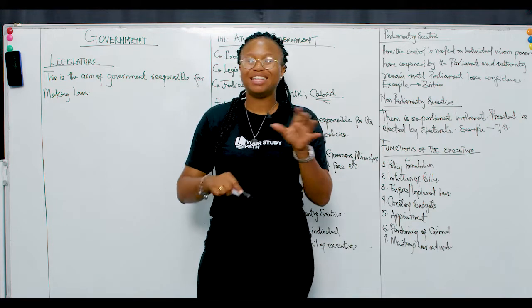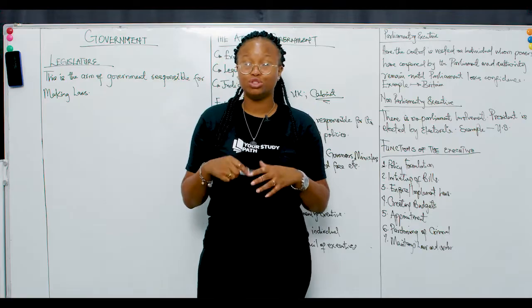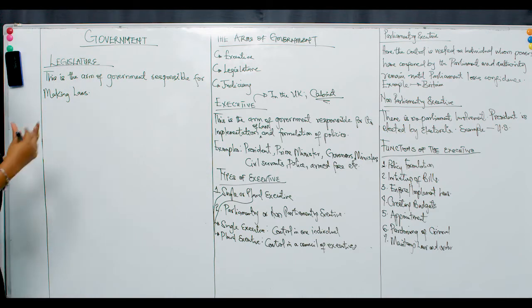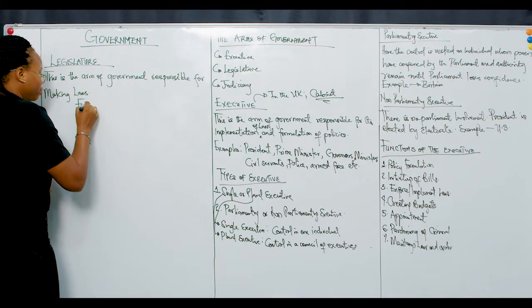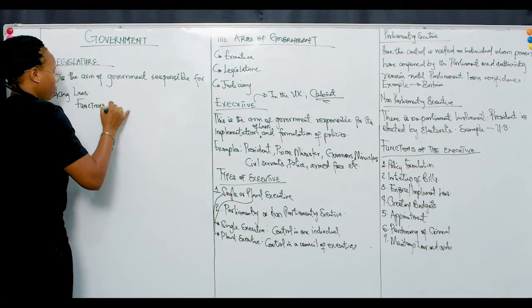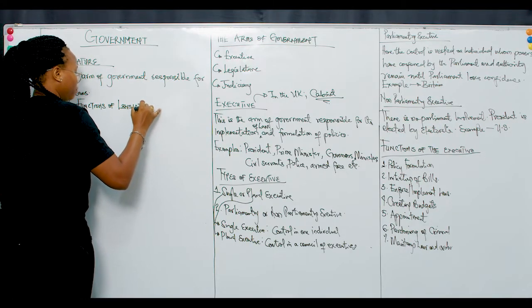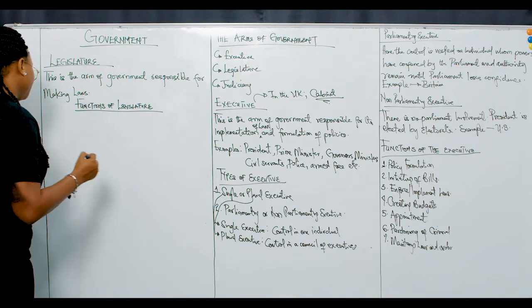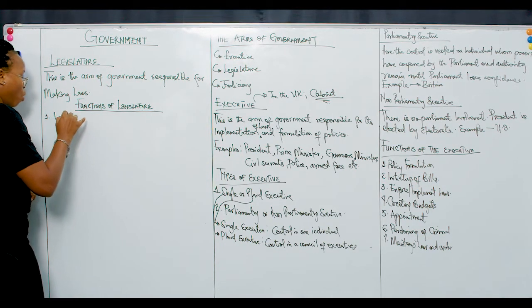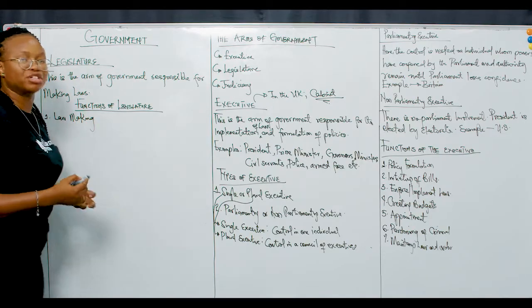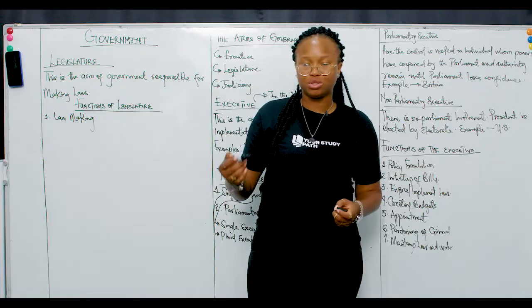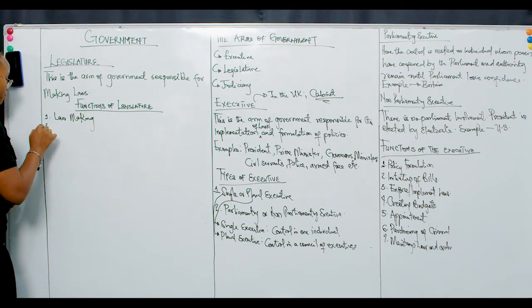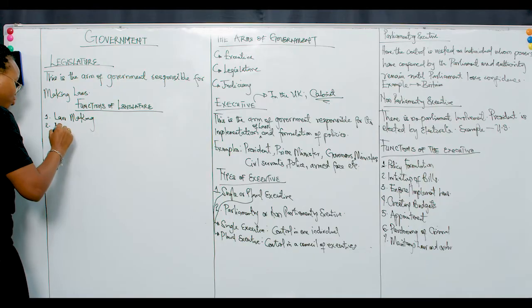There's a theory that says that there is no one that is above the law. And that principle is called the rule of law. No one is above the law. So we need to ask ourselves, what exactly are the functions of the legislature? So we want to look at the functions of legislature. The major function of the legislature is lawmaking. So we have it here as lawmaking. Here, they're responsible for determining the laws that need to be enforced, and then they determine how exactly to enforce it.